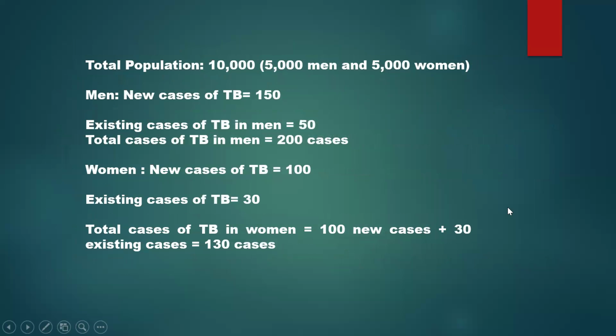Let's look at the parameters we are working with. The total population is 10,000, with 5,000 being men and 5,000 being women. Then new cases of tuberculosis in men were 150, whereas new cases of tuberculosis were 100 in women, while existing cases of tuberculosis were 50 in men and 30 in women.